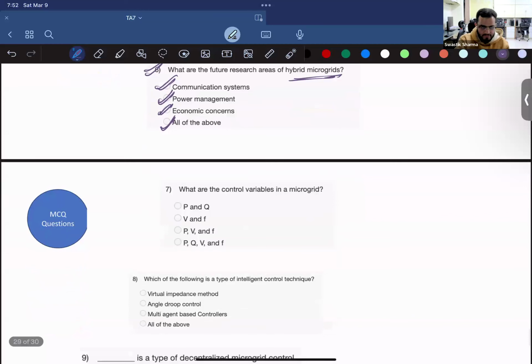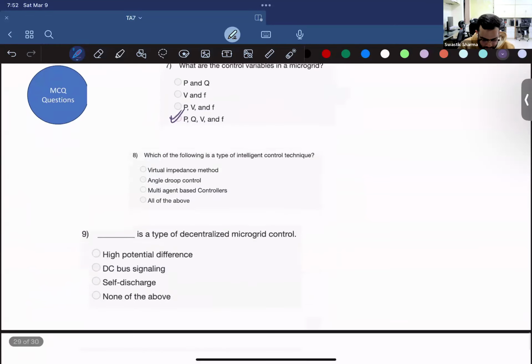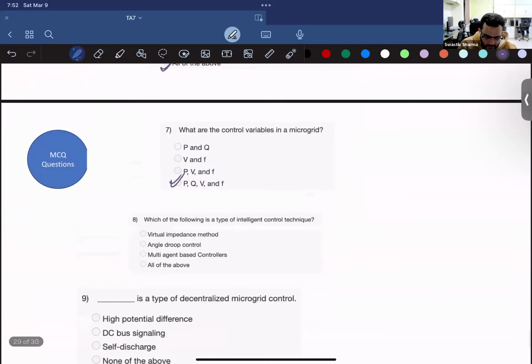Seven. What are the control variables in a microgrid? It's D, right? P, Q, V, and F. All are control variables.